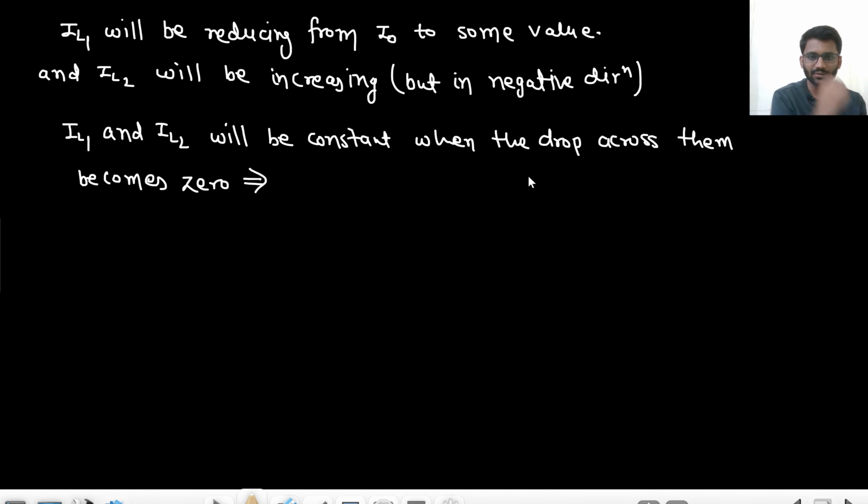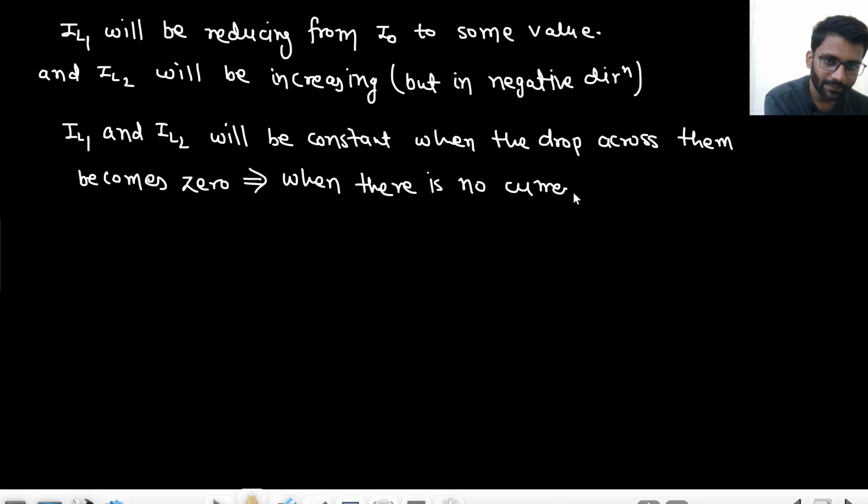IL1 and IL2 will be constant when the drop across them becomes 0, and this will happen when there is no current in the resistance.